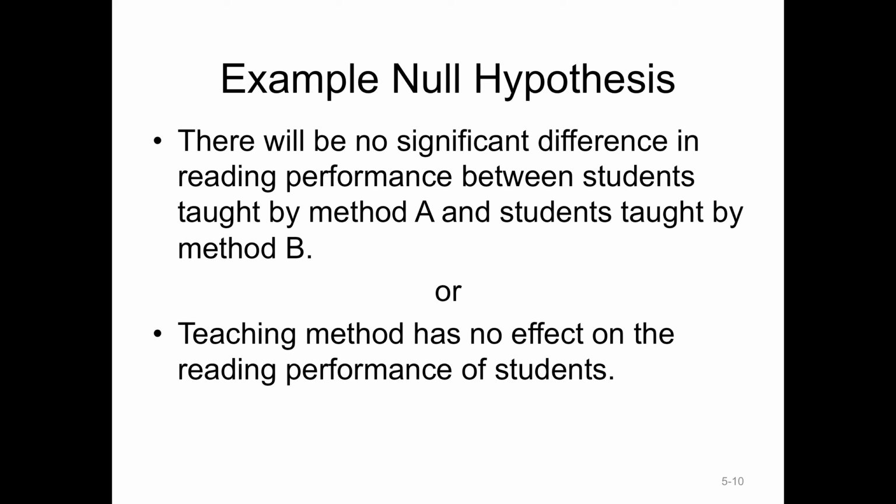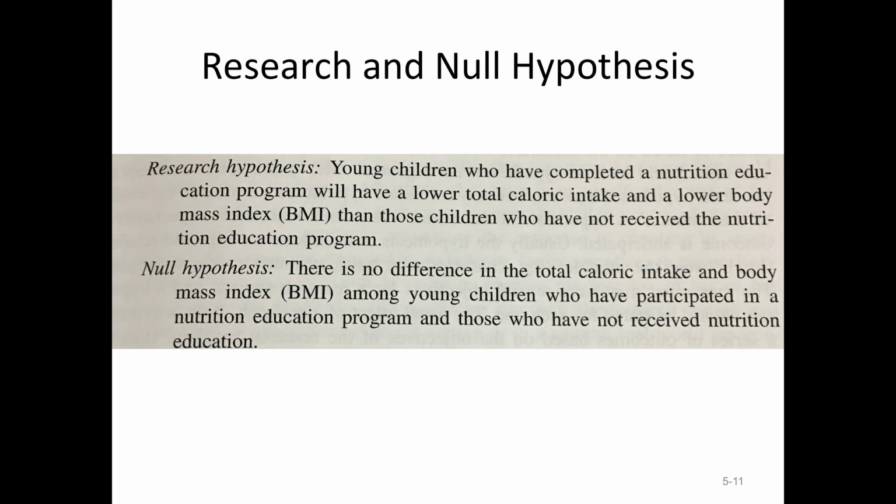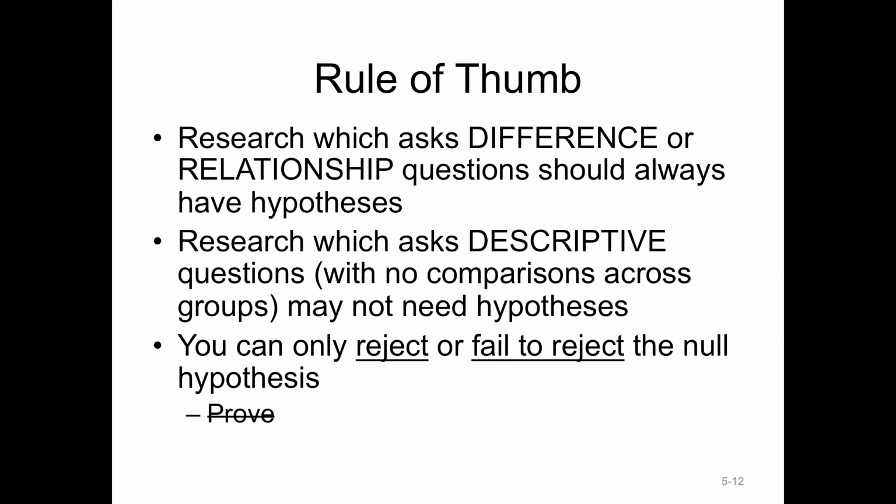So there will be no significant difference in reading performance, so that's a good measurable term, between students taught by method A versus method B. Or teaching method has no effect on reading performance. And here I copied this out of a research methods book. So there's the definition of a research hypothesis. And this is looking at caloric intake and BMI. So those are measurable. And the null hypothesis is that there's no difference in caloric intake and BMI after having participated in a nutritional exercise program or nutrition program. So research and null hypothesis.